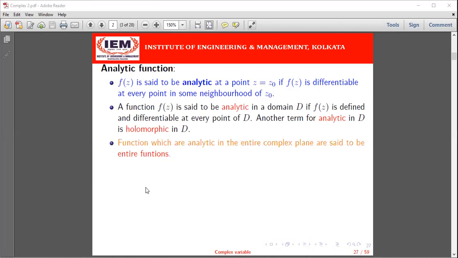Then the functions which are analytic in the entire complex plane are said to be entire functions. That means a function which is not only analytic at a given point, not only analytic in a domain, but analytic in the entire complex plane is called an entire function.